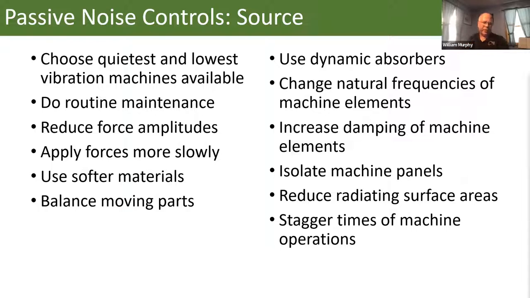Work that we were doing at NIOSH with General Motors, they were designing noise requirements into their purchase agreements, so that it would make it a quieter environment for their workers in the stamping and pressing plant. If you have things that are moving, you want to make sure that the parts are balanced. You have dynamic absorbers. There's ways of changing the frequencies of machine elements in terms of when they would vibrate and when they will generate greater amounts of noise. Change the damping, isolate the machine panels, increase or reduce the radiation, the surface area of things that are radiating, and then stagger the times of machine operations.